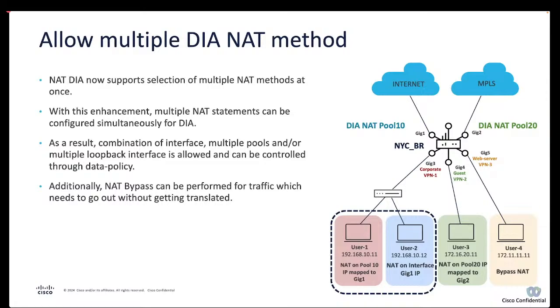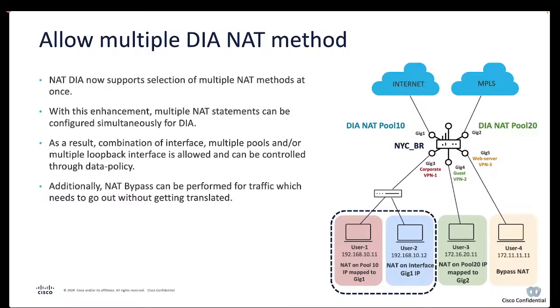But from this release, 20.14, 17.14 release onwards, you now have the support for selecting multiple NAT types. That means if you have configured NAT on the physical interface, NAT on the loopback interface, or a NAT pool for direct internet access, you will have the flexibility to choose which NAT method you want to use for which particular traffic initiating from your service VPN. And for that, you will have to use the centralized data policy to create the rule which specifically tells which service VPN traffic will use which NAT type or NAT method for DIA traffic egressing the edge router. And you also have the option to bypass the NAT altogether.